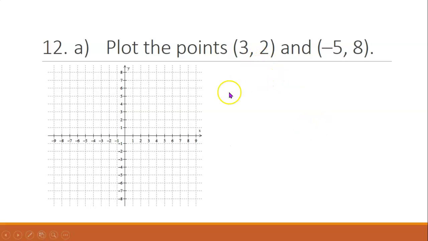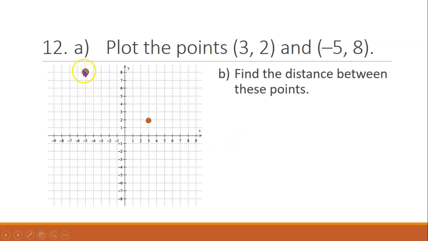Now we are supposed to plot the points 3, 2 and negative 5, 8. So 3, 2 is over 3 and up 2. It's right here. And negative 5, 8 is over negative 5 in the x direction and up 8. So that would be right there. Next, we're supposed to find the distance between those 2 points. How far apart are they just in a straight line?